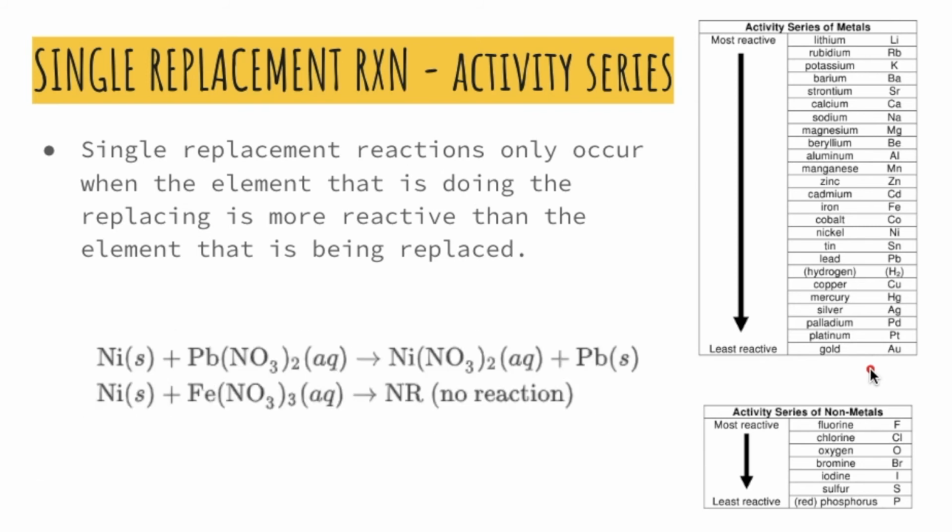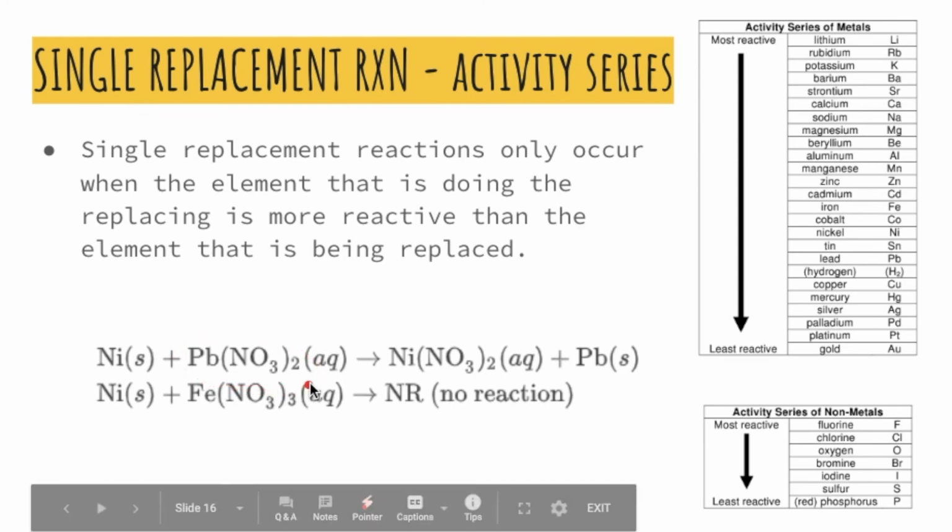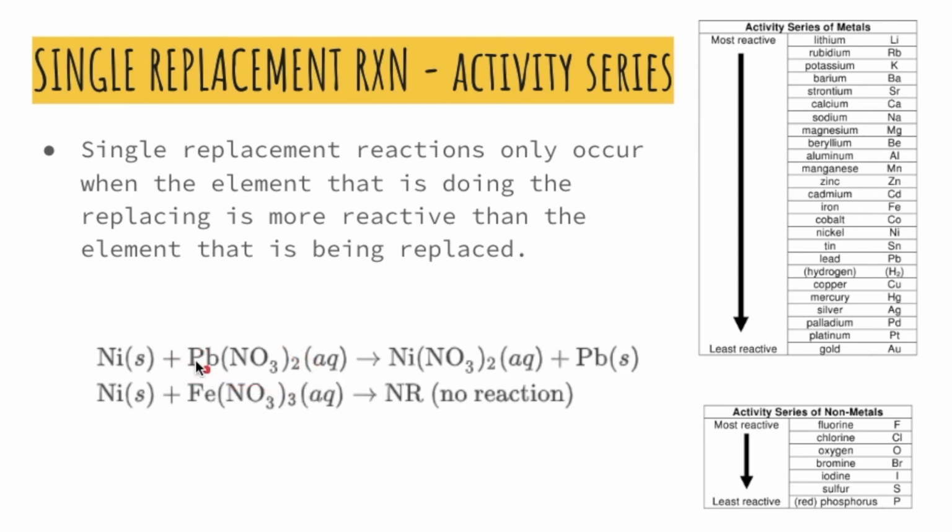Let's look at these two examples. In our first single replacement reaction, we have nickel that is going to be acting as our element that will be replacing. It's our element A. Nickel is a metal, therefore it's going to form a cation. That means it's going to replace the cation in this compound. This is lead 2 nitrate. Our cation is going to be lead. Therefore, nickel should be replacing lead.